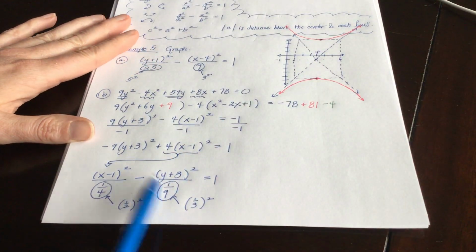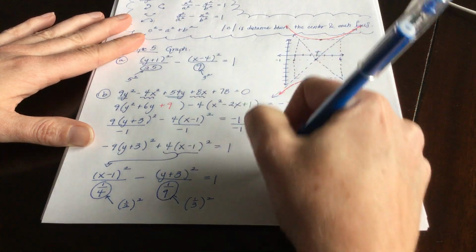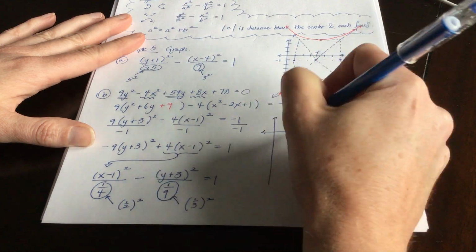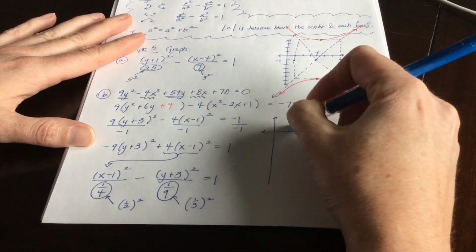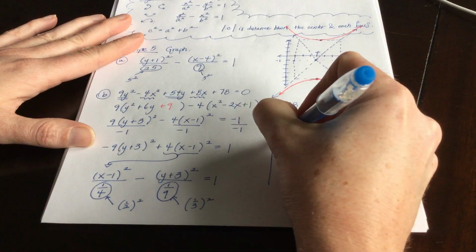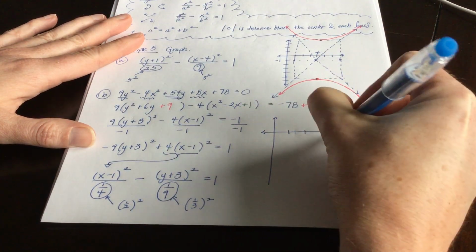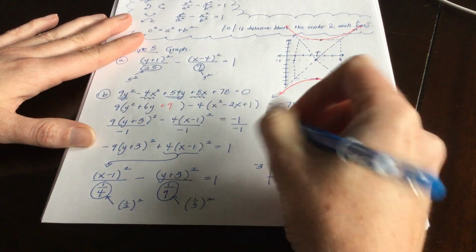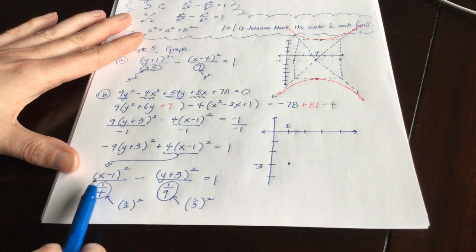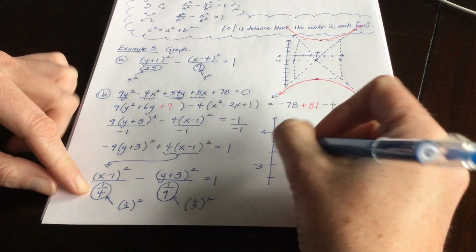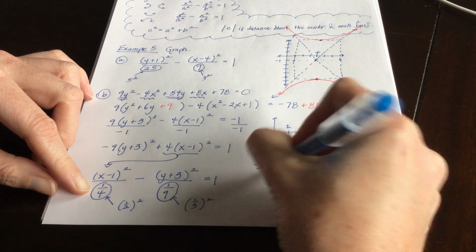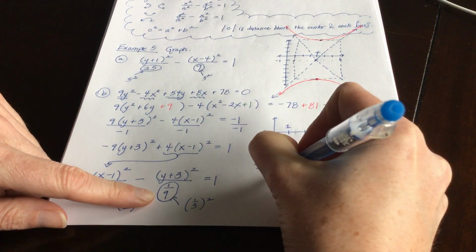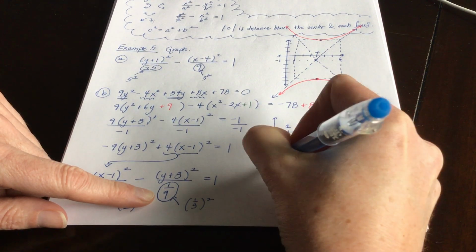So this thing is shifted, let's see, to the right 1, down 3. I'm going to make my scale kind of big. Not that big. Maybe, I don't know. So, to the right 1, down 3. Okay, and then from that center, we're going to go to the right half a unit and to the left half a unit. And then from that center, we're going to go up 1/3 of a unit and down 1/3 of a unit. Boundary box.